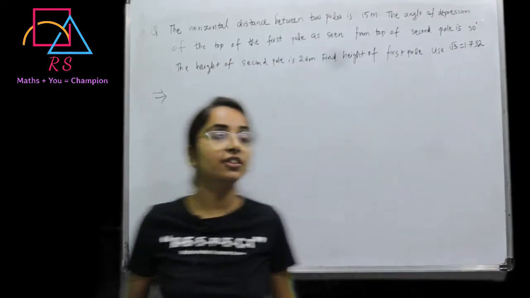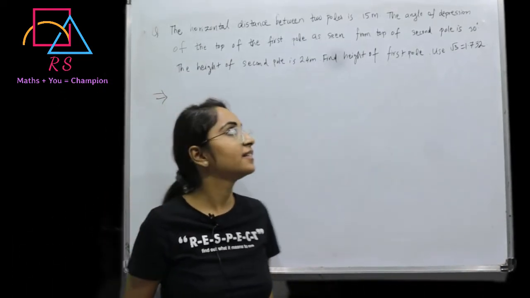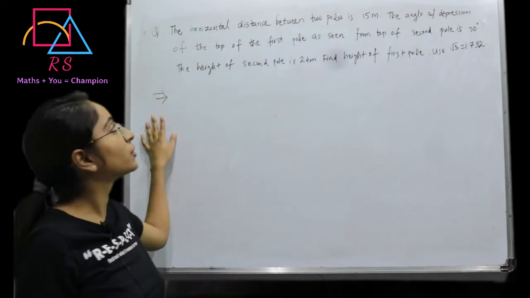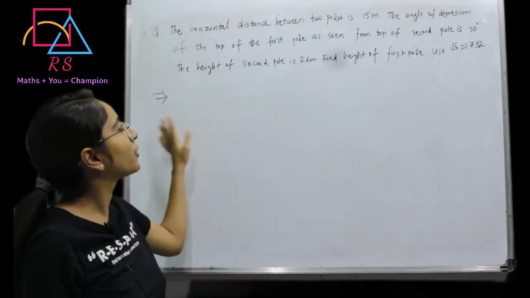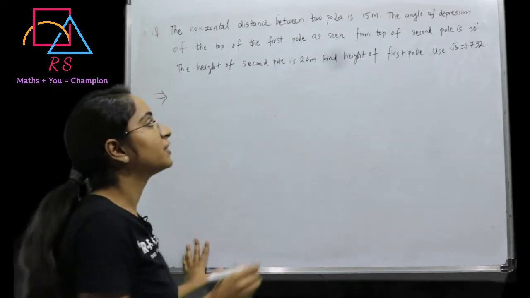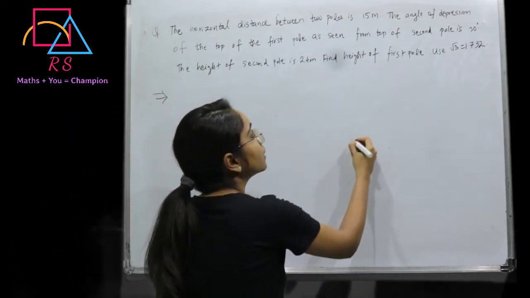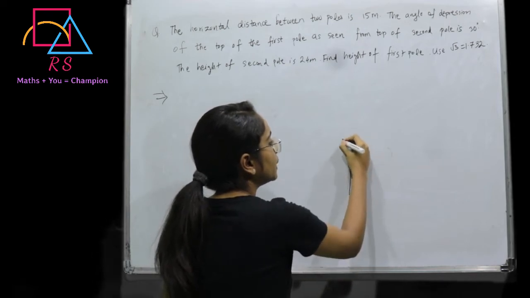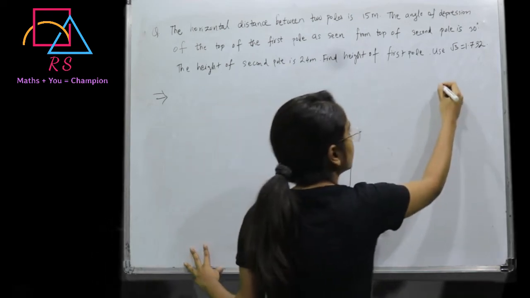This is the next question related to heights and distances. So the question says the horizontal distance between the two poles is given. So first of all I have to consider two poles. So I will consider the first pole as AB and the second pole as CD.